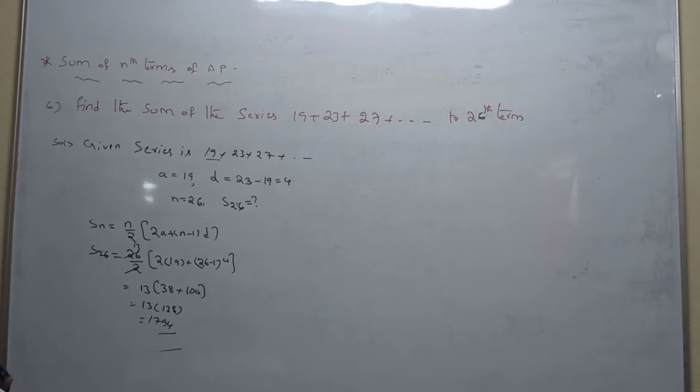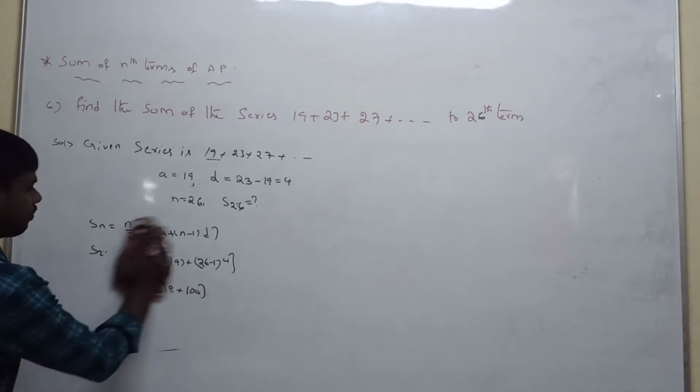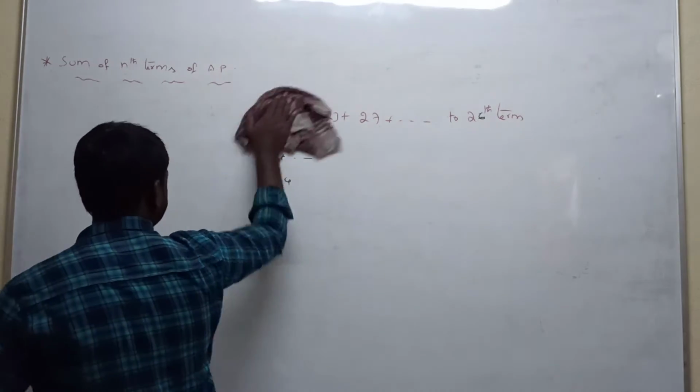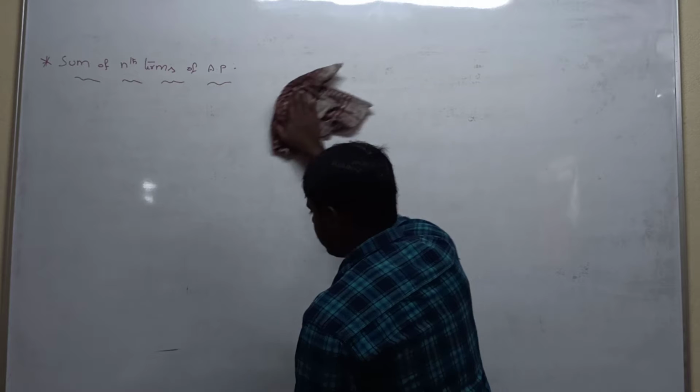Next questions are those where they give the sum, the Sn value, and we need to find the n value. How to find the n value, be very careful. This is one method for this type. Next, the second method: how to find the n value? Here, the seventh question.